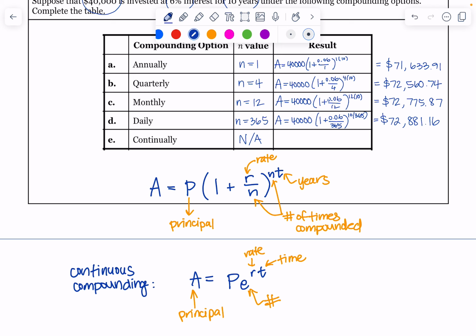All right, so when we plug that in for the table, we're going to have A is equal to, the principal is still 40,000. And then instead of plugging it in to that formula, we're going to use E to the RT. So R is still 0.06, and then T is 10 years. So if we're compounding continually, we have 40,000 times E to the rate 0.06 times years, which would be 10. So for that one, we're going to get $72,884.75.